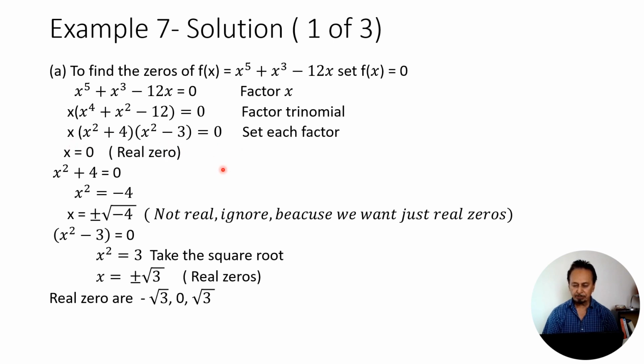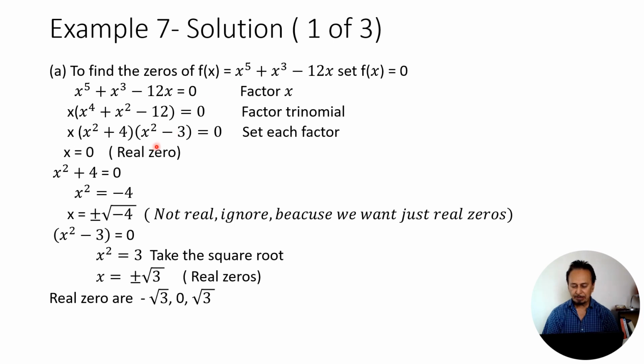So we have 3 factors. We set each factor to 0. If we set the first x equal to 0, this is our real zero. Now we set x squared plus 4 equal to 0. We take the 4 to the right, so we have x squared equals negative 4, and then we take the square root. So we get x equals plus and minus square root of negative 4. We cannot find the square root of negative 4, so these are not real numbers. We ignore these because we're looking for only real zeros.